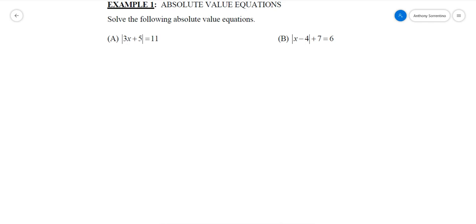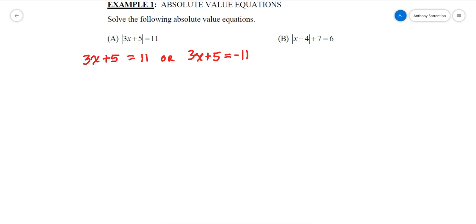And so the only way to get rid of that absolute value mark is to say, okay, well, that means that 3x plus 5 has to equal a positive 11, or 3x plus 5 has to equal a negative 11. And so that's how I get rid of the absolute value mark. I had to split it into two equations.